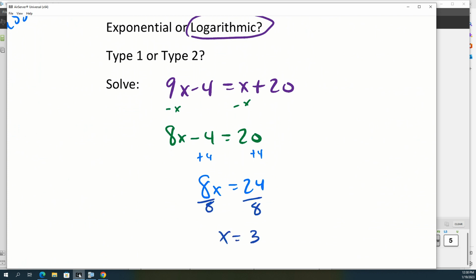All right, so your number 10. You should have got that x... wait. Yeah, that's wrong. X equals 3. I wrote down something different, but that's right. Okay.